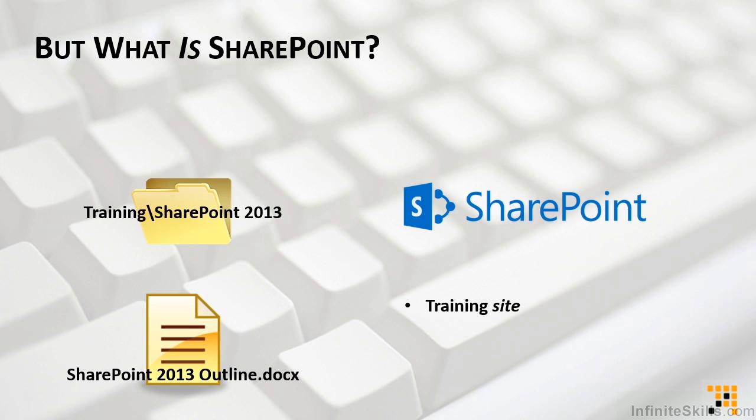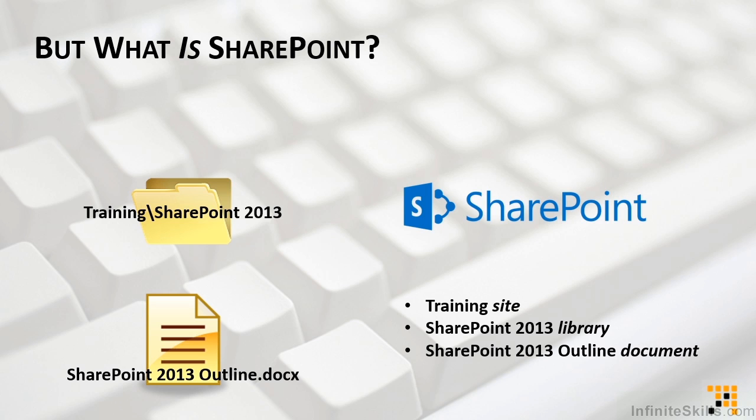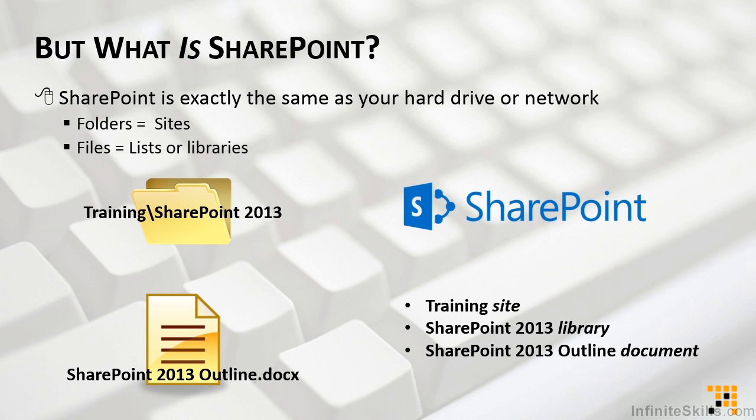We might have a site called Training. In that site, there might be a library called SharePoint 2013. And in that library, there might be a SharePoint 2013 Outline document, probably a Word document. So to review, SharePoint is exactly the same as your hard drive or network. Folders equal sites. Files are stored in lists or libraries. Again, we'll get into more detail about what a list and library is and how they're different from each other when we get to that particular topic later on.